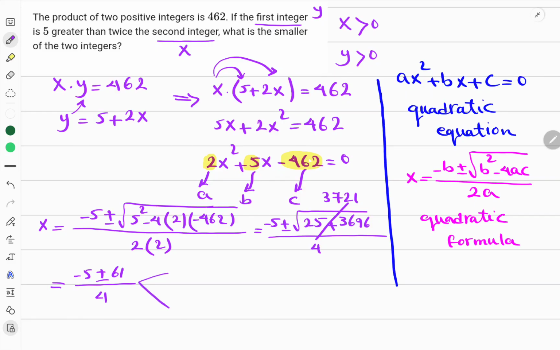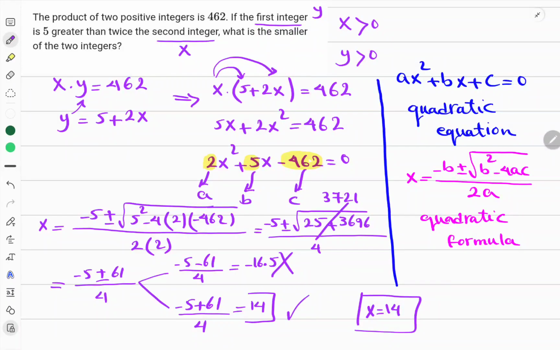So we will have two answers: negative 5 minus 65 over 4 and negative 5 plus 65 over 4. The first one gives you negative 17.5 and the second one is 15. So we have two answers, but the accepted answer is 15, and the negative one is not accepted. Okay, so your final answer for x is 15.